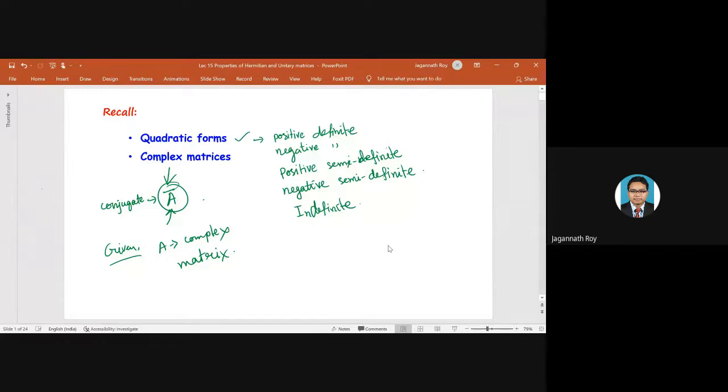So, for complex matrices, what we have seen, if we have Aij, then the elements of this complex conjugate matrix is Aij conjugate. Let us take the conjugate. For z equals x plus iy, z conjugate will be x minus iy. Simply.